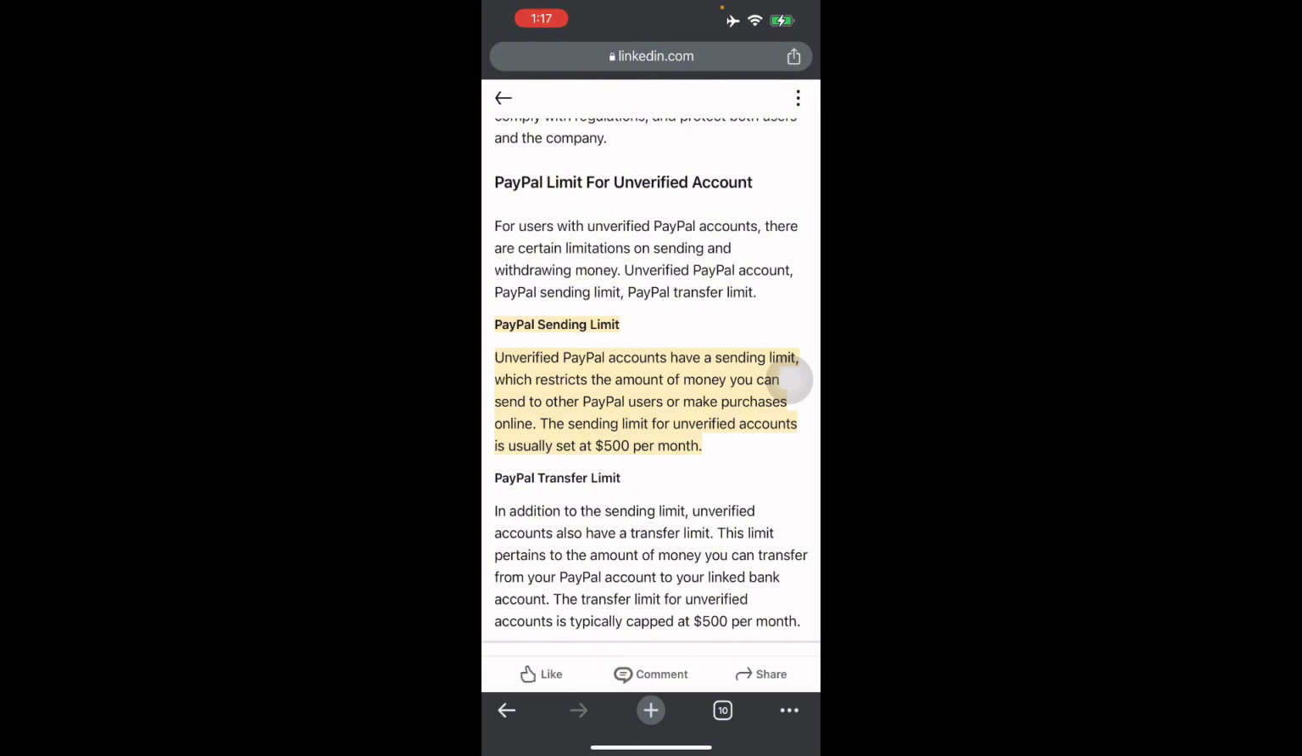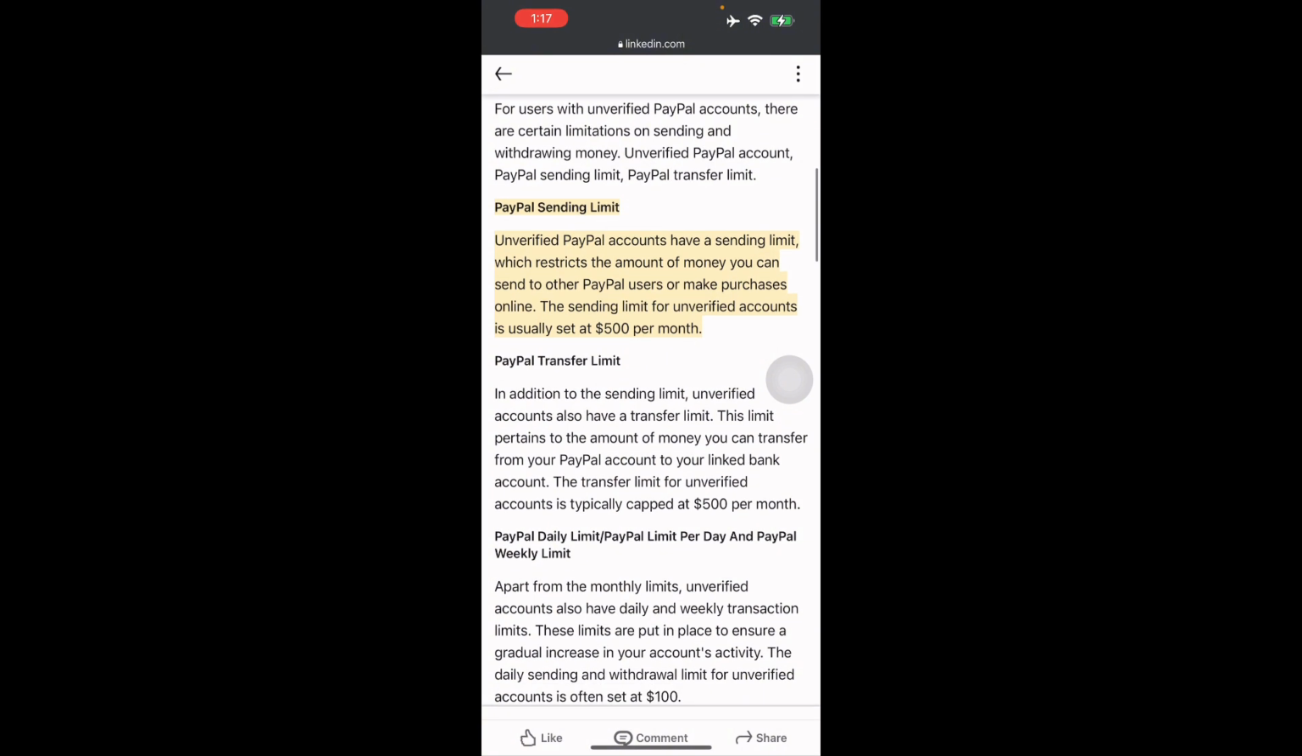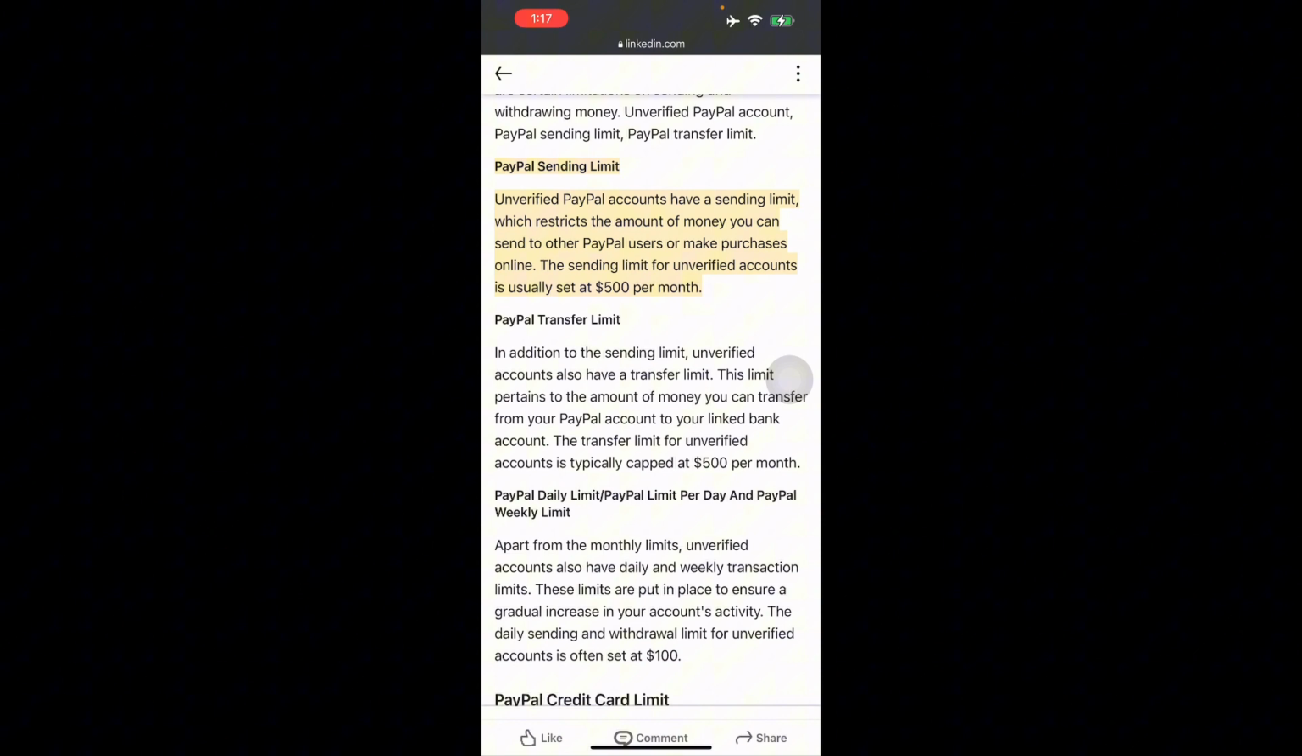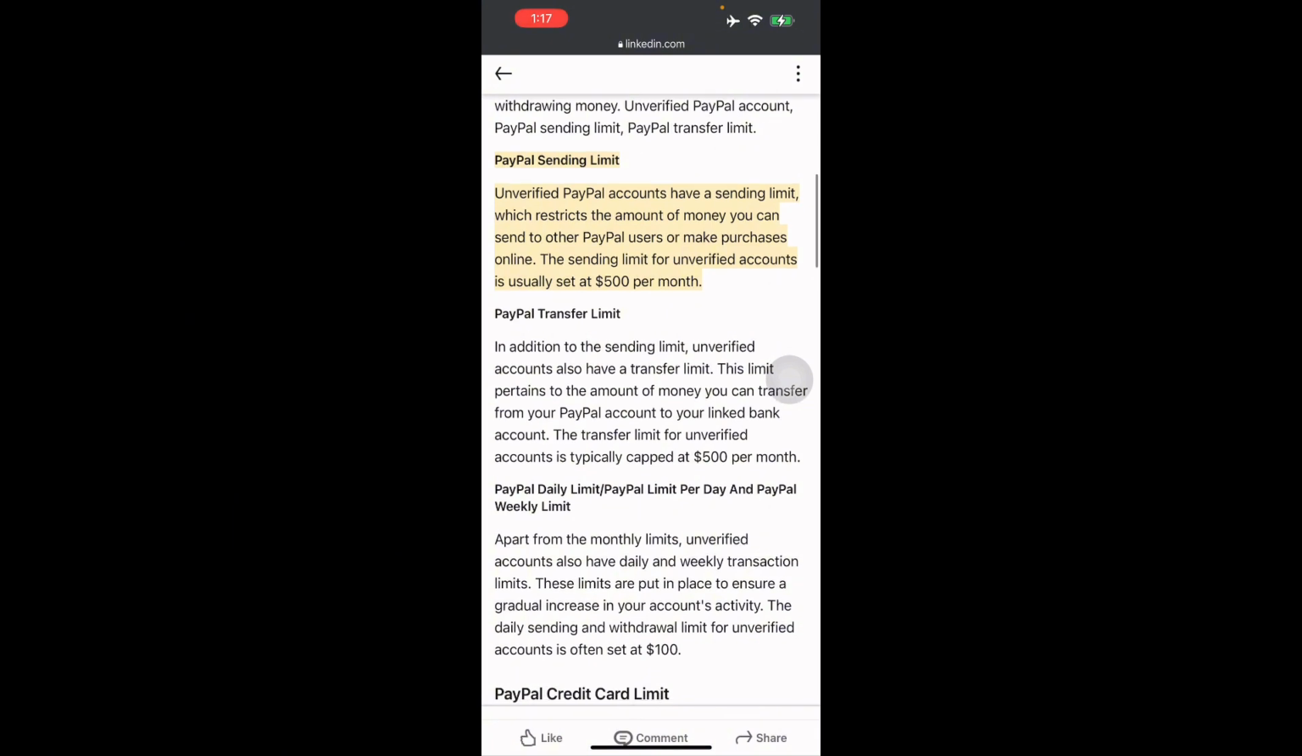There's also a PayPal limit for unverified accounts. As stated here, for users without verified PayPal accounts, there are certain limitations on sending and withdrawing money. Unverified PayPal accounts: PayPal sending limit and PayPal transfer limit. For the PayPal sending limit, there's only a usual set of $500 per month. I repeat, that's only $500 per month in the sending limit. In the transfer limit, you can also only transfer $500 per month.